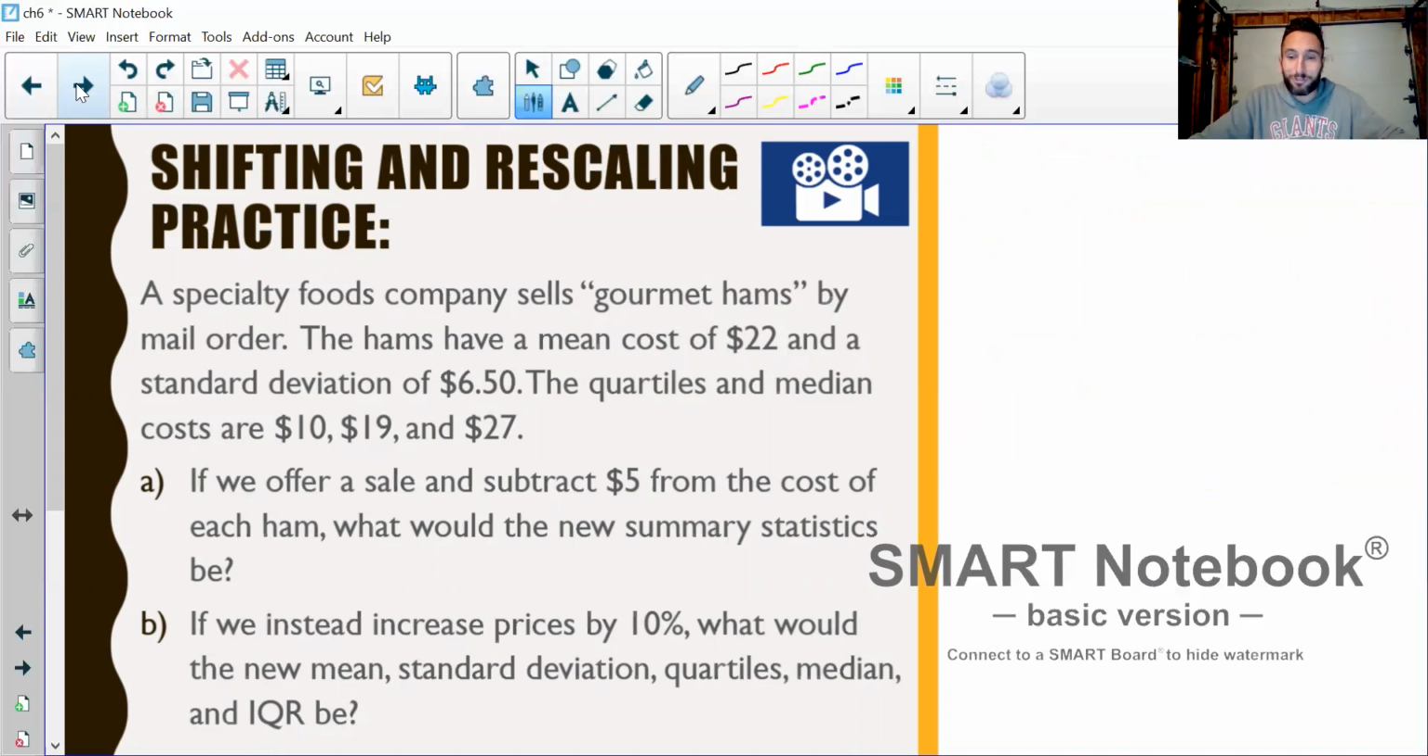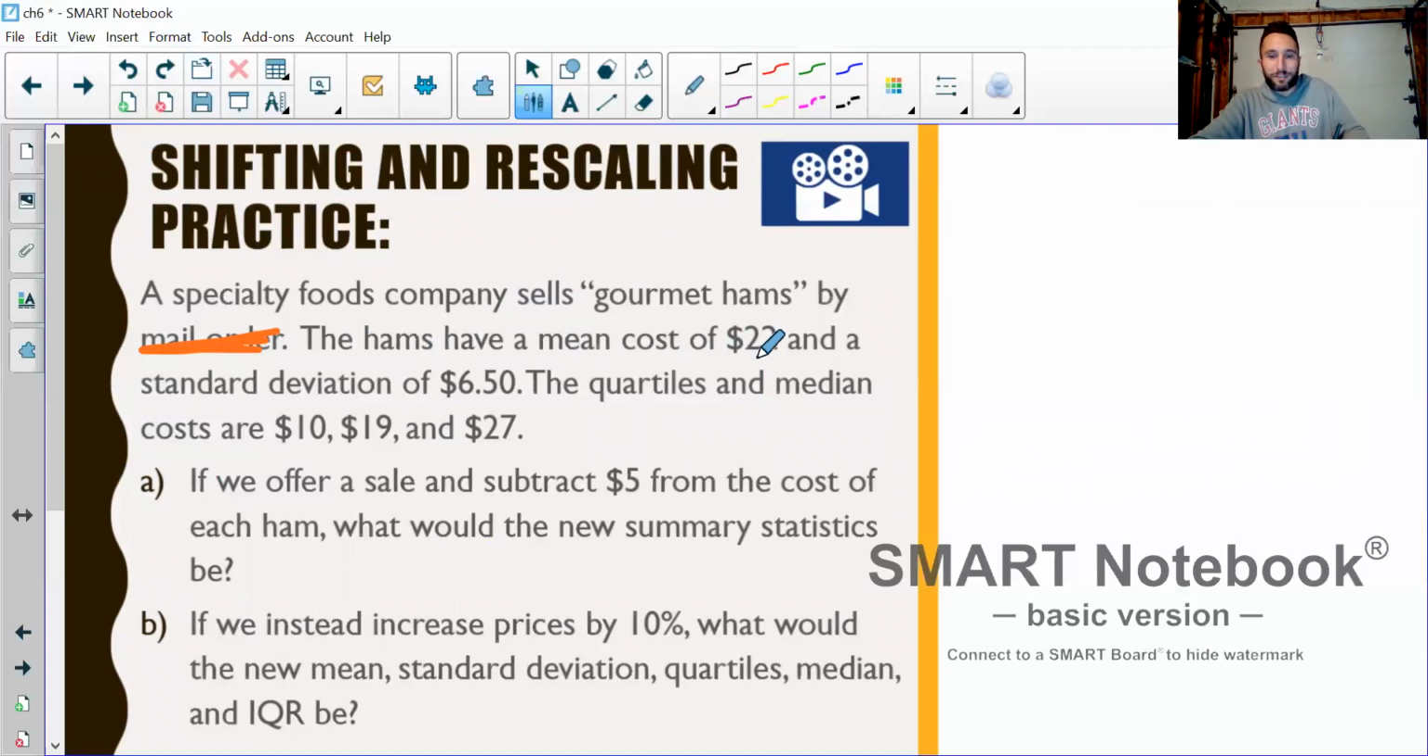So we've got a specialty foods company that sells gourmet hams by mail order. That sounds ridiculous. The mail order part is ridiculous, but I can tell you that one time my grandma took me to a store on the Berlin Turnpike to buy a ham for Easter or something. So I know that a ham store, at least at one point in history, has existed.